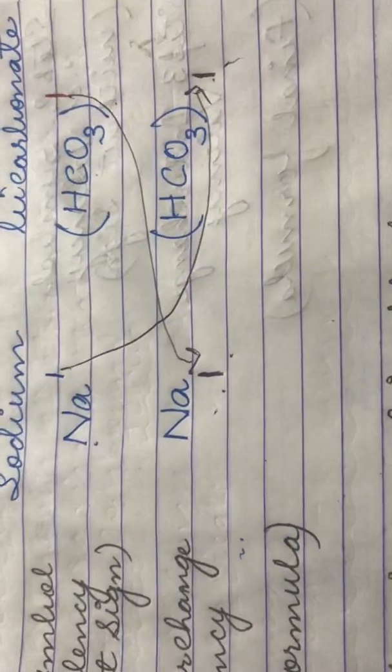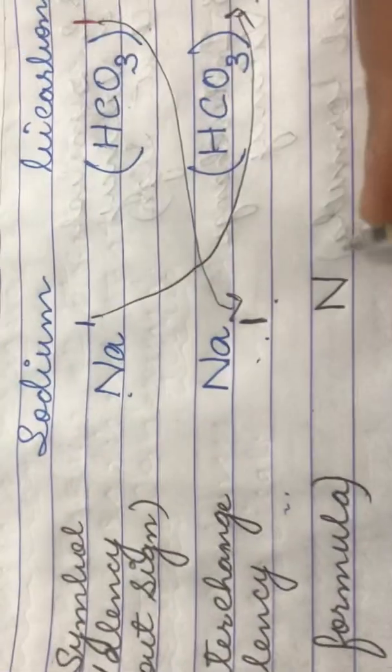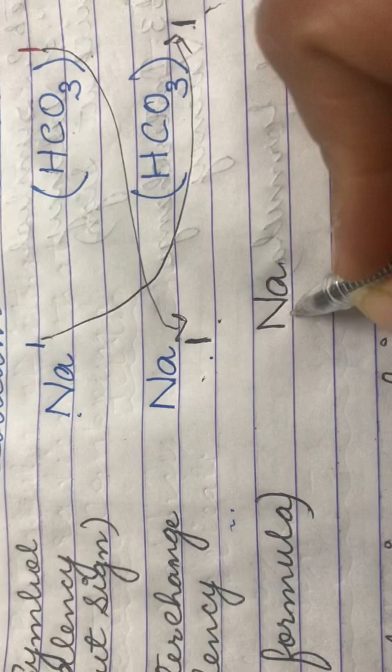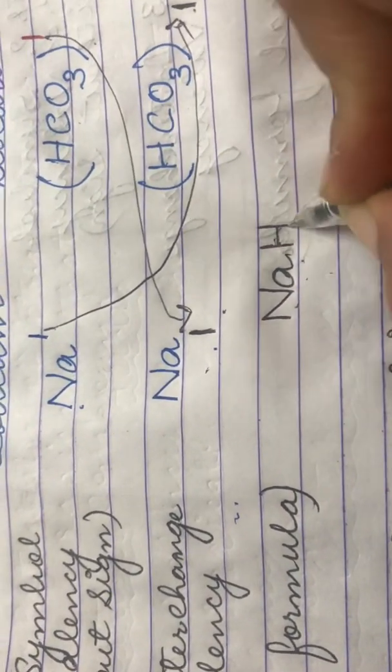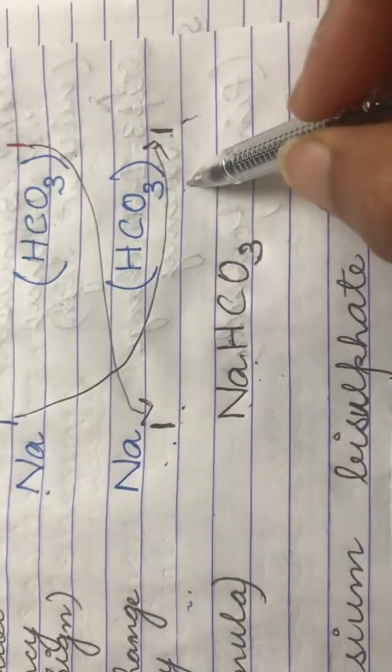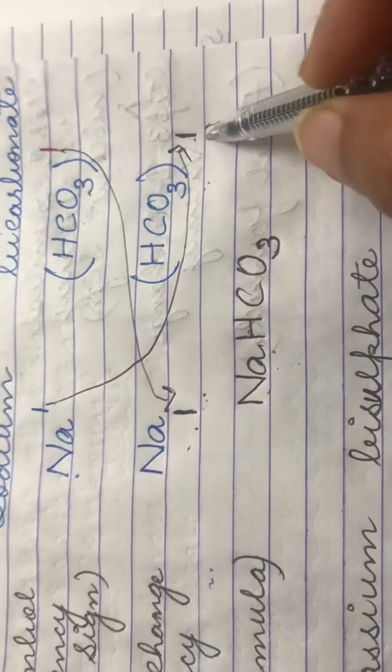In the final answer, now we write the final formula, which will be Na, N capital, A small, because this is the symbol of sodium. And then we write bicarbonate, HCO3. Here we do not put a bracket. Why are we not putting a bracket? Because both of them have the same valency and the valency is coming out to be 1. This is how we write the chemical formulae. This is how we show it by the crisscross method. Sodium bicarbonate.